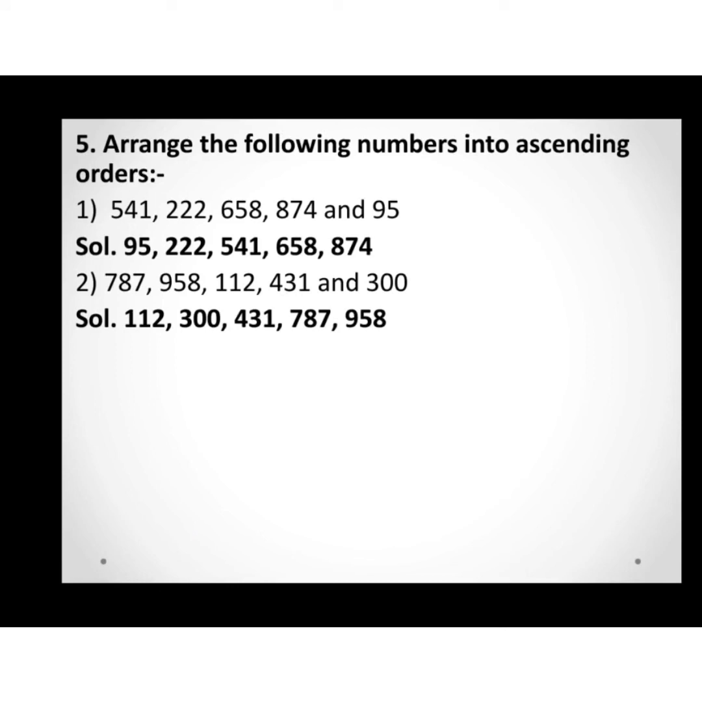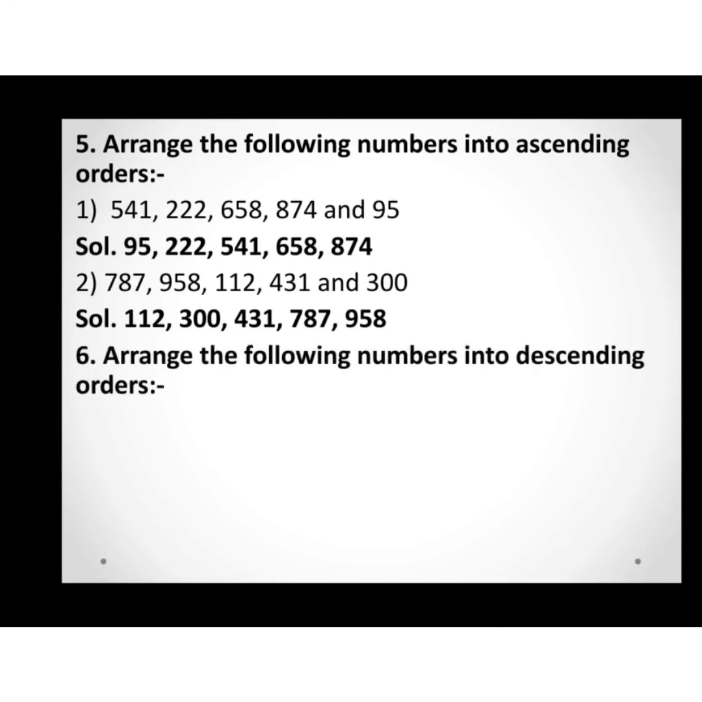Now at last, question number 6. Arrange the following numbers into descending order. First one, 54, 143, 745, 666 and 500. Here, in order to find out the answer, we will follow the opposite method of the previous one. That means we will start with the biggest one and move towards a smaller one.